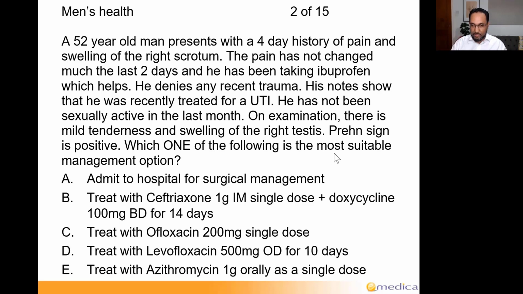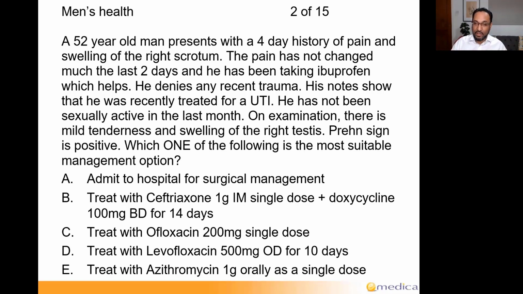So what this is saying is that this patient's got swelling and mild tenderness on the right side. You elevate the whole scrotum and that pain settles. Okay. Why is that useful? Because torsion can present like this, but in torsion, Prehn's sign would usually be negative. First of all, the pain would be really severe. It wouldn't be mild. It would be very severe tenderness. They'd barely let you touch it. But when you lift it, it makes no difference to the pain.